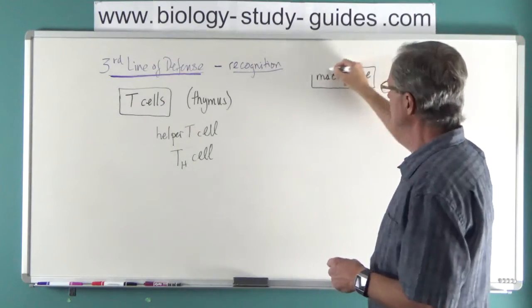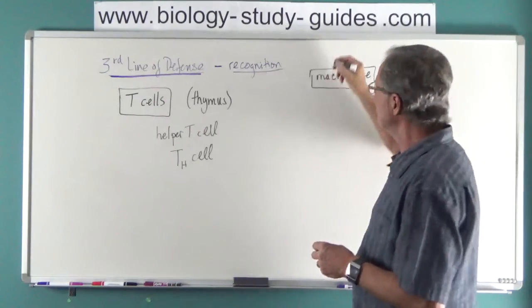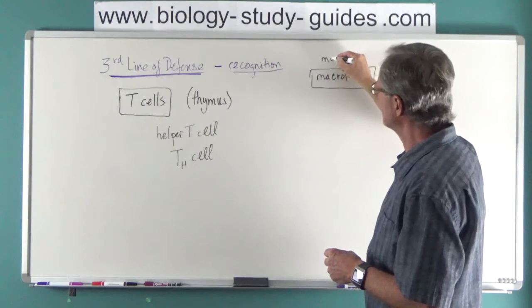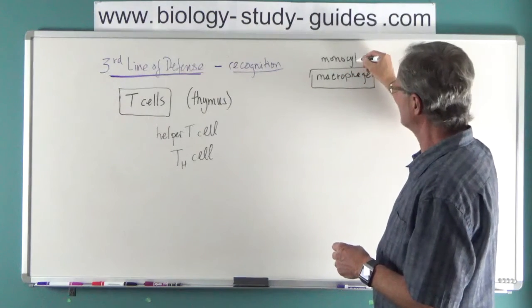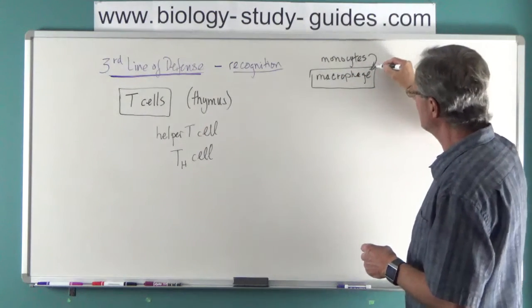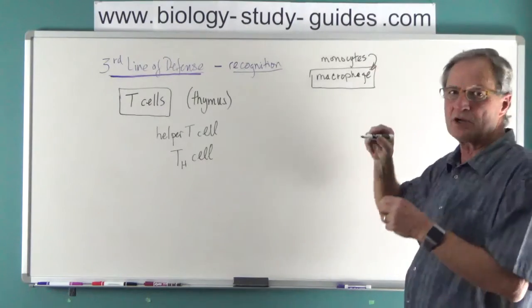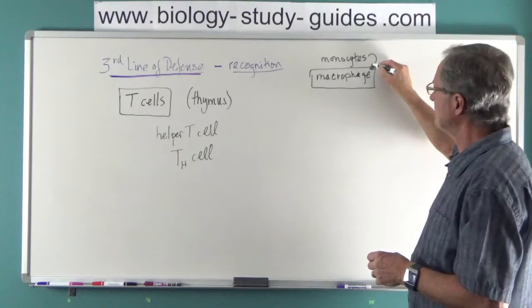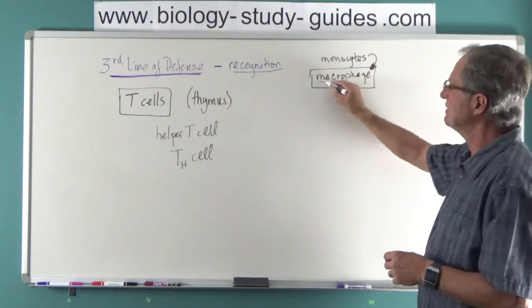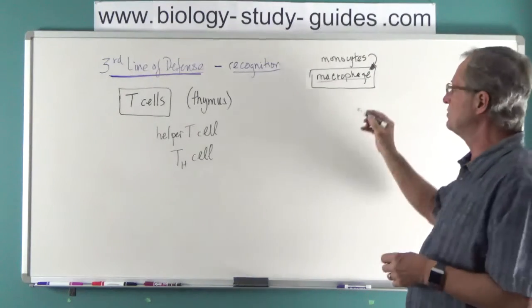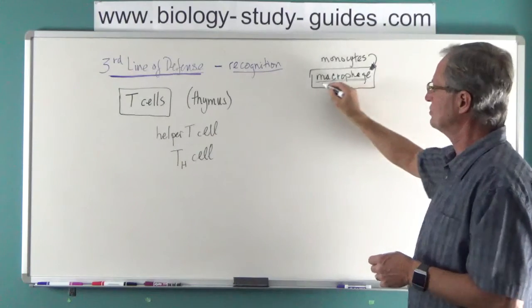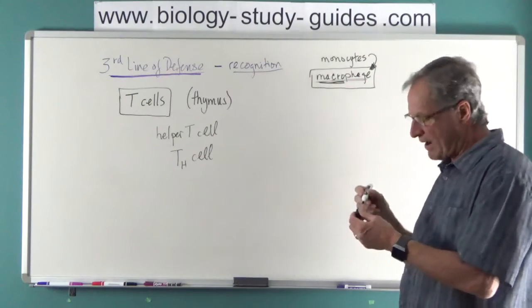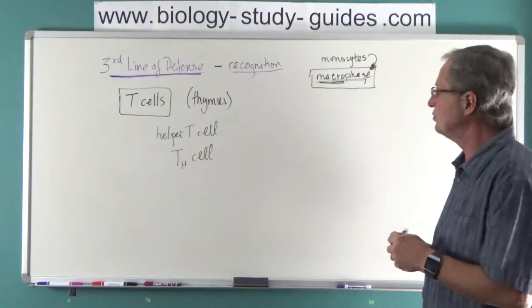Macrophages are cells which are produced from monocytes. These monocytes are amoeboid-type cells which can travel around the body. They'll get out of the blood system and into tissue spaces and develop into macrophages, so they become very large cells. Macrophages have the ability to engulf things.